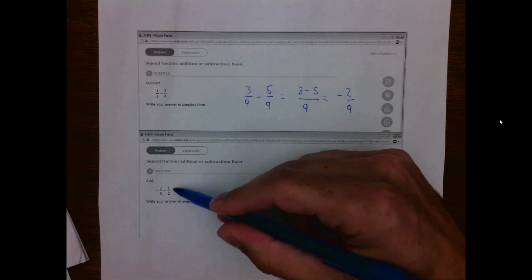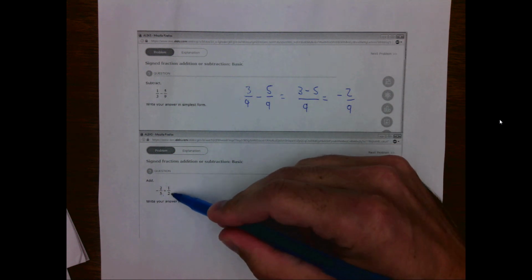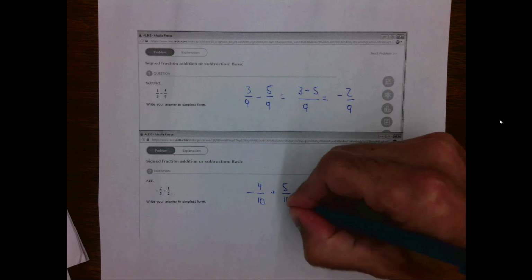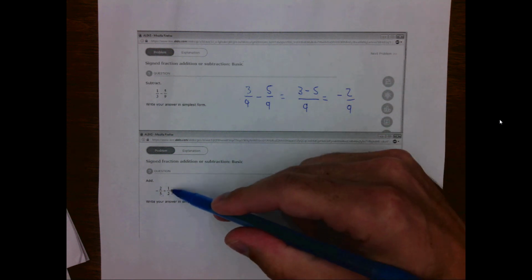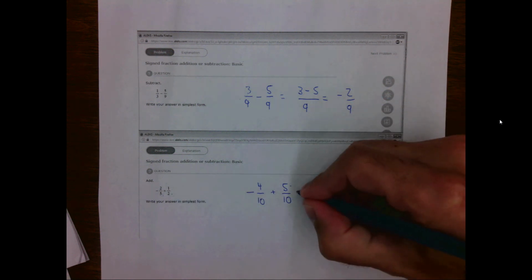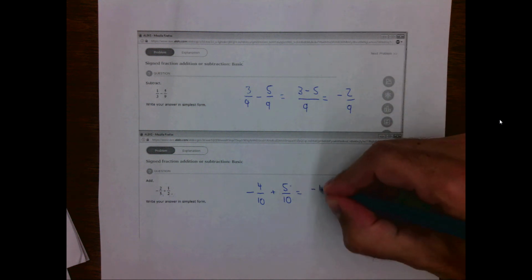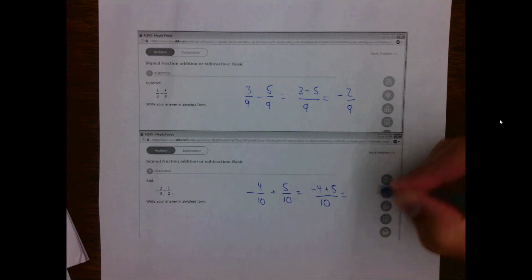Plus, to make 1/2 have 10 in the denominator, we need to multiply the top and the bottom by 5, which is 5 divided by 10. 5 over 10 is equivalent to 1 over 2. We now have a common denominator. We can perform the same procedure as above. This is the same as -4 plus 5 divided by 10, which equals 1/10.